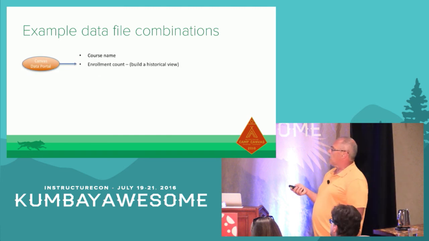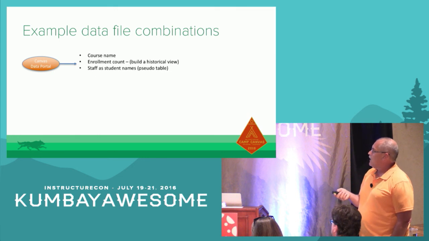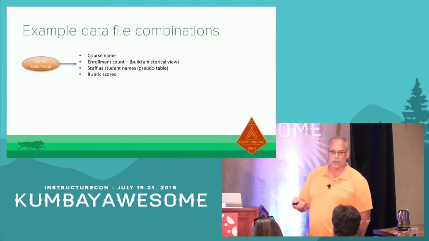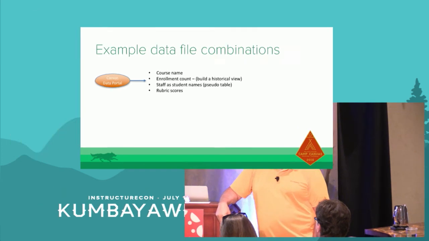So Canvas Data Portal example, we'll pull course names, enrollments, staff and student names from the pseudo table, rubric scores. Now here's the catch. I need access to rubric scores, and guess what? They're not in Canvas Data yet. The reason they're not in Canvas Data is because they're revamping the outcomes. In the world of K-12 education, outcomes have been extremely important the last number of years, and they're just gaining. We need access to that data, and they're not there yet.